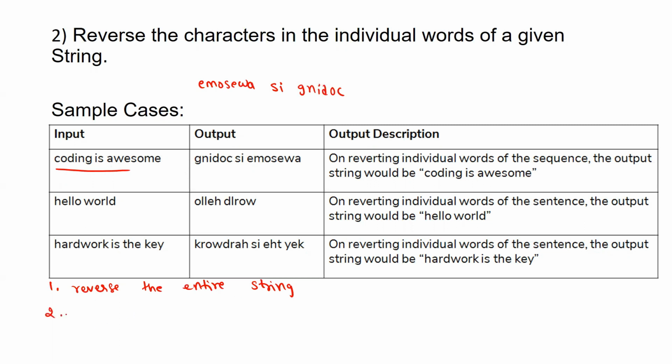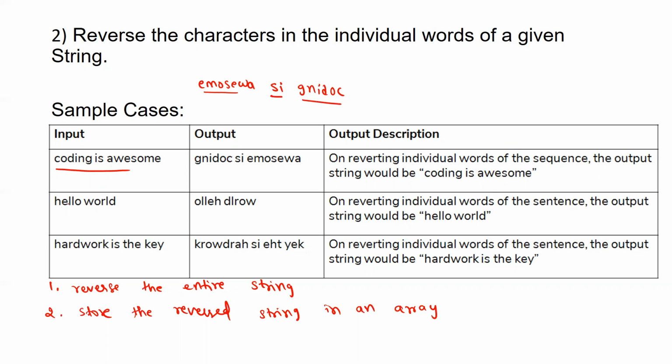Then in the second step, we will store the reversed string in an array, and we have to store it in such a way that each element in the array denotes a word. So the first element of the array would be this one, the second element would be this one, and the third element would be this one.